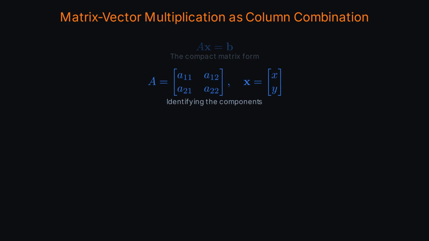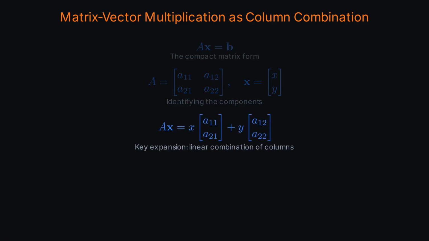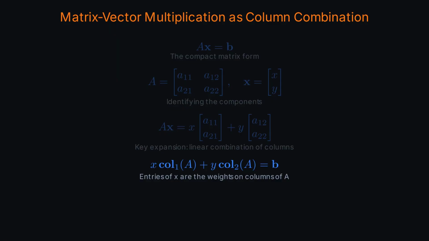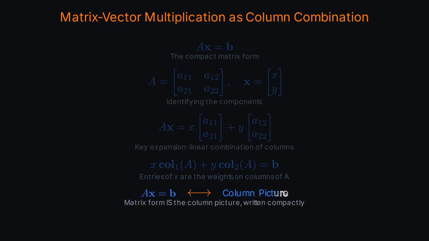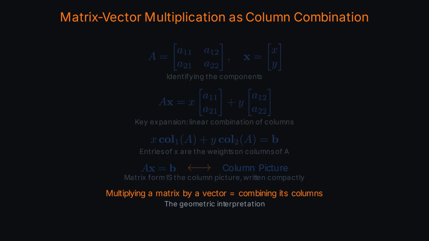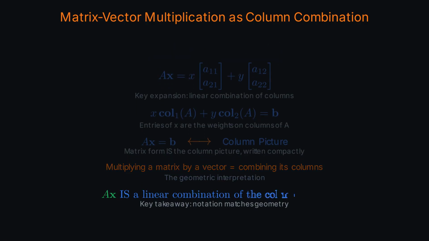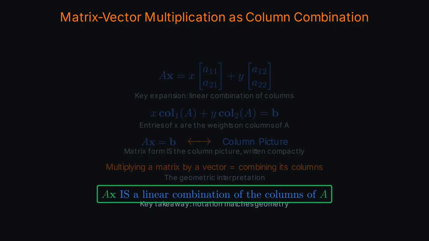Suppose A is a 2 by 2 matrix with columns a1 and a2, and x is a vector with entries x and y. Then A times x equals x times column 1 of A plus y times column 2 of A, and that equals b. So the matrix form is not just shorthand, it is the column picture written compactly. When you multiply a matrix by a vector, you are combining columns. That connection between notation and geometry is what makes linear algebra so powerful. A times x is a linear combination of the columns of A.